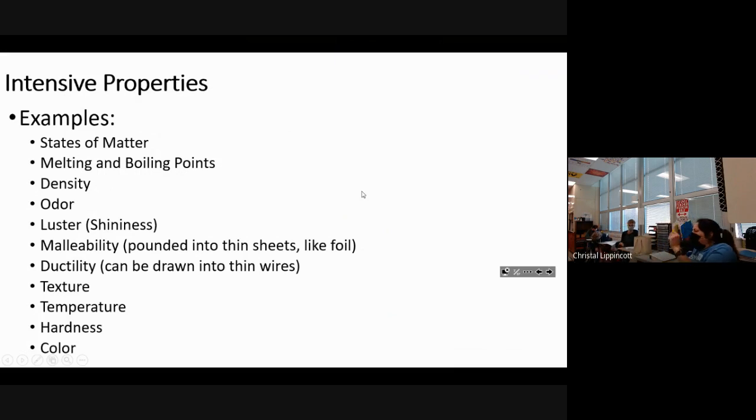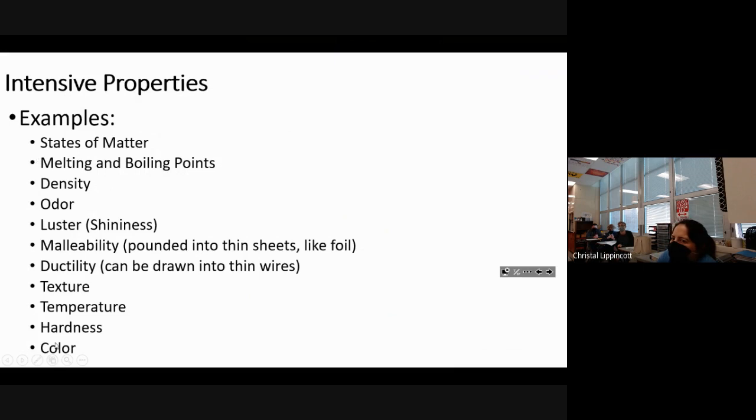If I describe a substance that is liquid at room temperature, has a melting point of 0 degrees, a boiling point of 100 degrees, its density is 1 gram per milliliter, it has no odor, it's not shiny, malleable, or ductile, its texture is wet, and it's colorless. What did I describe? Oh, okay. So a good set of intensive properties can help you identify what that substance is. Okay?